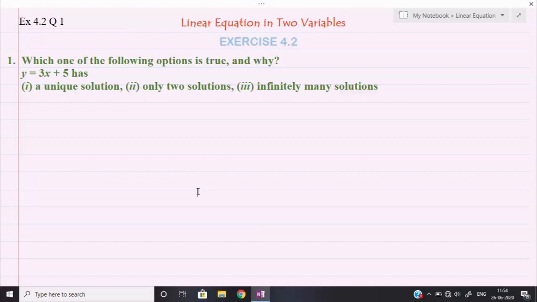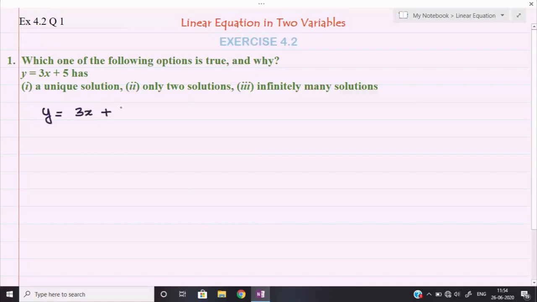So whichever different value of one variable you think of, and accordingly you find the value of the other variable, that can be a solution of the given equation. And how many such solutions could be possible? Unique means one, two solutions, or infinitely many. Let us examine. First of all, see what equation we have given here: y is equal to 3x plus 5.